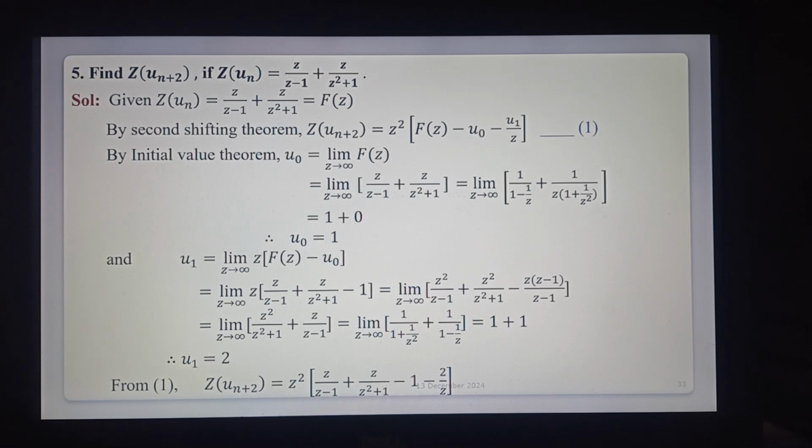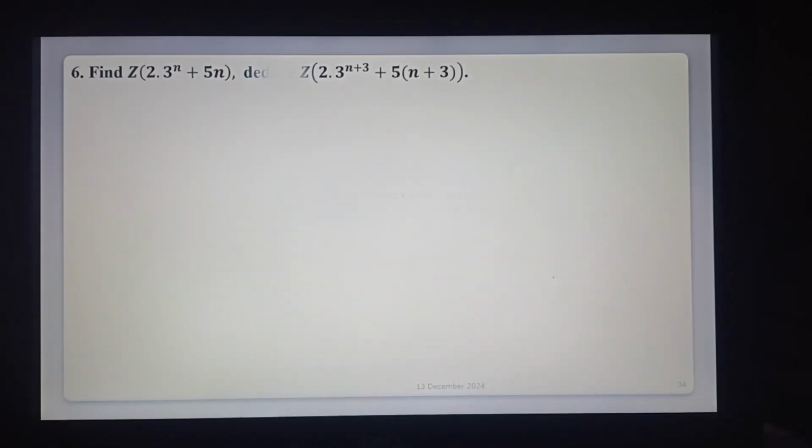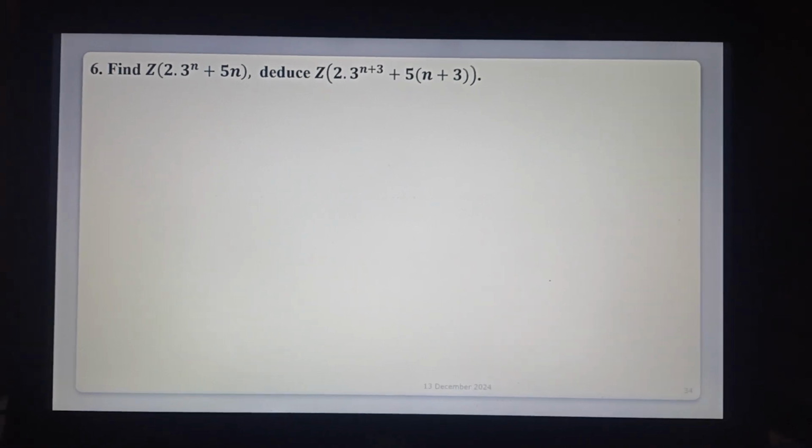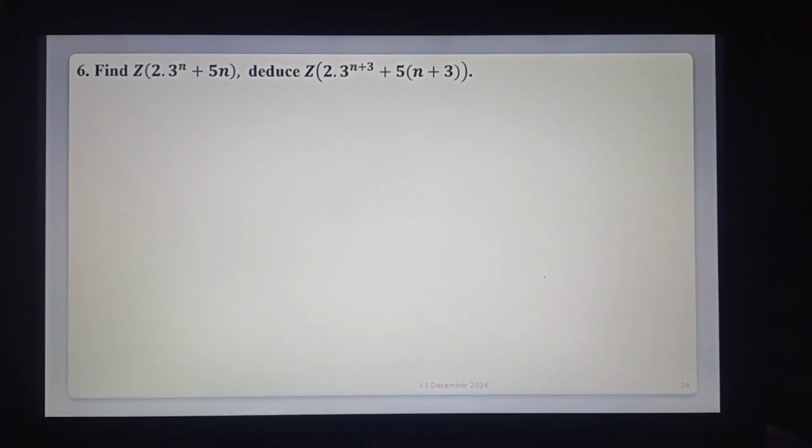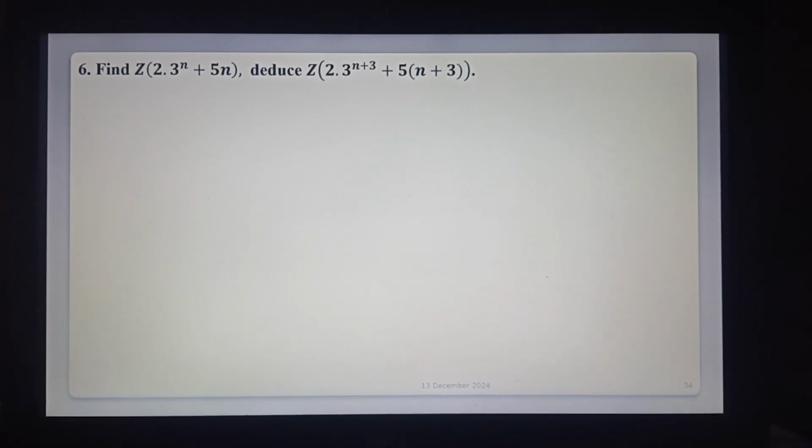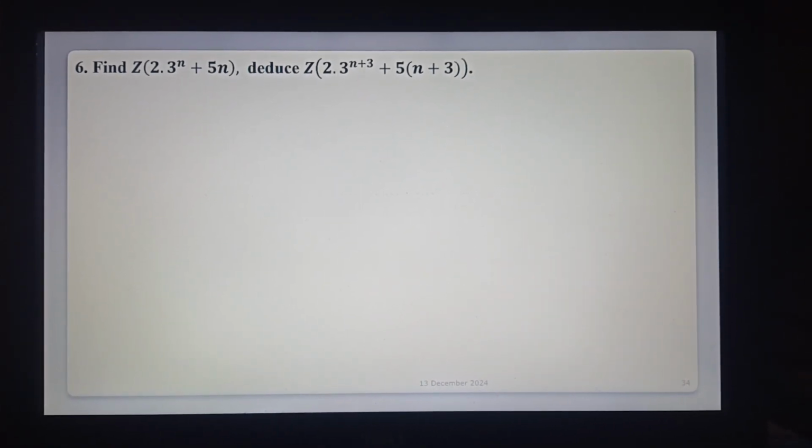Okay. So next one here. Find the z transform of 2 into 3 power n plus 5n. Hence deduce the z transform of 2 into 3 power (n+3) plus 5 into (n+3). Okay, now first of all finding the z transform of un. Next, we have un's place, n is substituted by n plus 3, so this is the z transform of u(n+3).